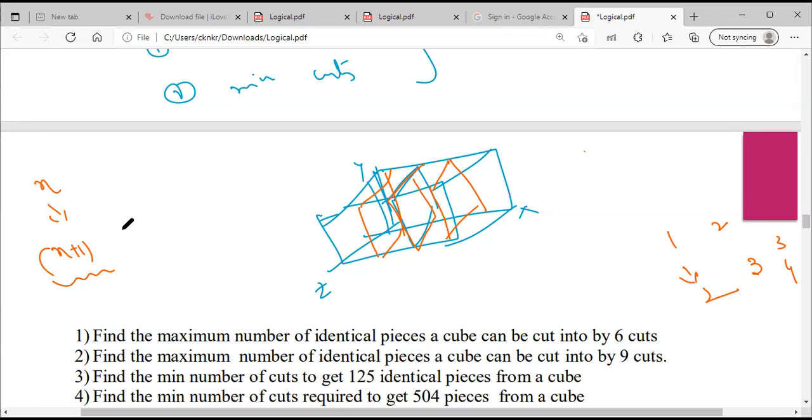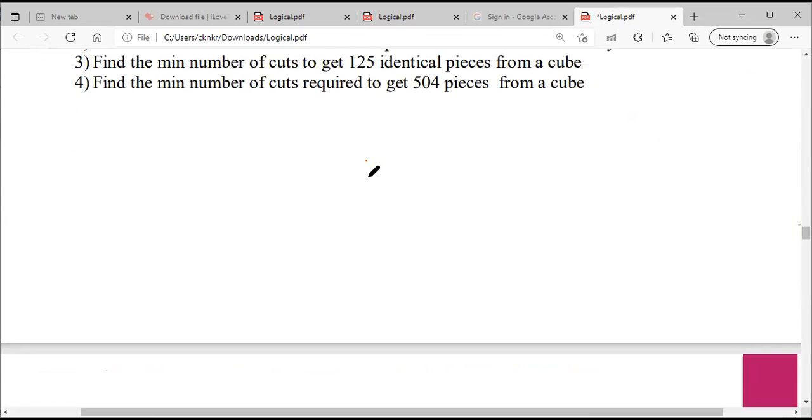So tomorrow, if there is a question, what is the maximum number of identical pieces that a cube can be cut into by 6 cuts, after seeing this logic you will say 6 plus 1, that is 7. But can we make it beyond this? Can we make it maximum beyond this? We will try to understand that logic right now.